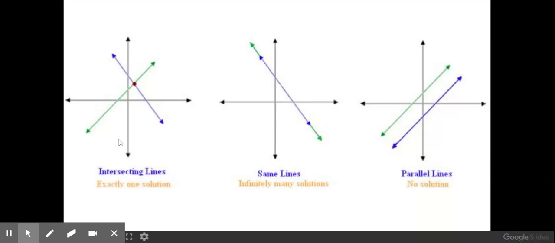Your three different situations: they have intersecting lines and they meet at exactly one solution. They may be the same line, but they'll have infinitely many solutions, or an infinite number of solutions. Or they may be parallel lines where they don't have a solution because they're never going to meet.